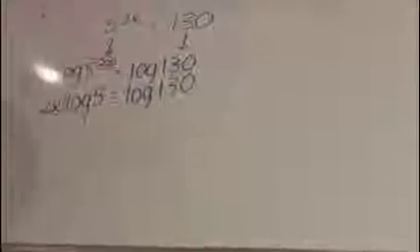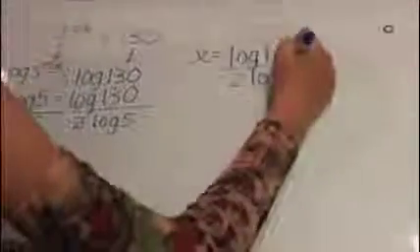Now, we want to isolate x. Therefore, we have to divide by 2 log 5 on both sides, leaving the x by itself. Now, we have x equals log 130 divided by 2 log 5. Now we have to calculate it using a calculator.